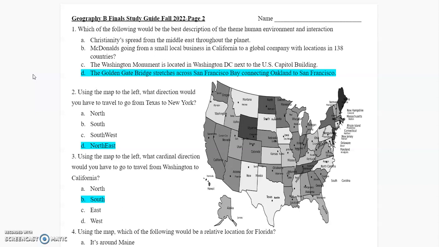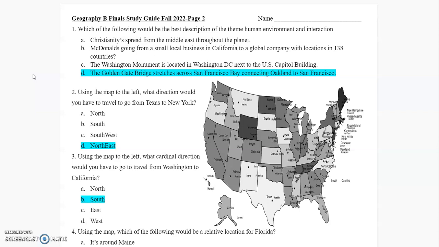It was asking which one would be the best description of the theme human-environment interaction. Remember, that's how humans interact with the environment, and what they do in order to live their life in the environment that they're in. So for Inuit people in the northern parts of Canada, they build igloos and stuff like that. If you have a river, you build a bridge.